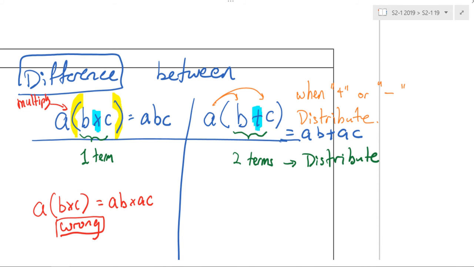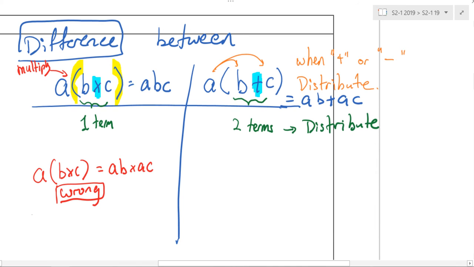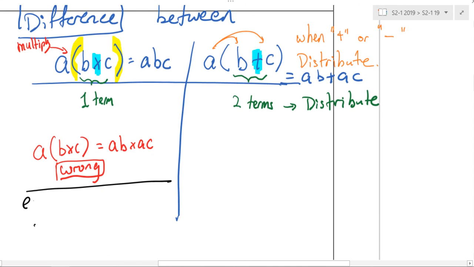Okay, now let's look at some examples. So maybe I quote some example. E.g., what happens when I have 2 times AB? What's the answer?